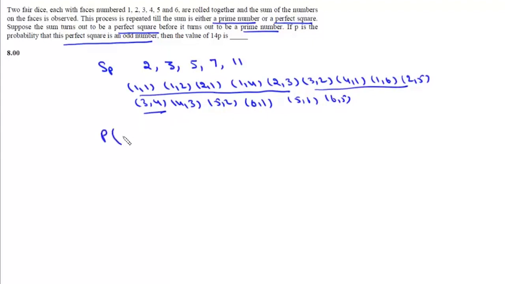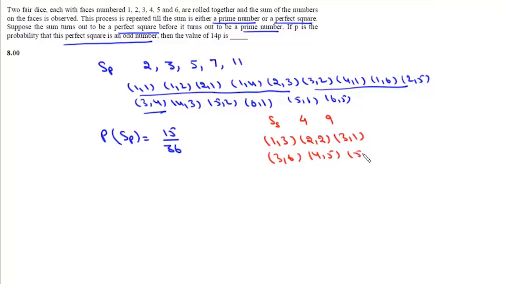So the probability that this sum will be a prime number will be simply 15 by 36. Now it will be a perfect square if the sum is either 4 or 9. Now it will be 4 if it is 1, 3; 2, 2 and 3, 1, and it will be 9 if it is 3, 6; 4, 5; 5, 4 and 6, 3. So the probability that this sum is a perfect square is 7 by 36.